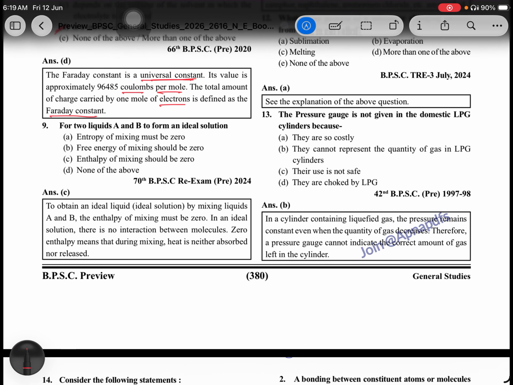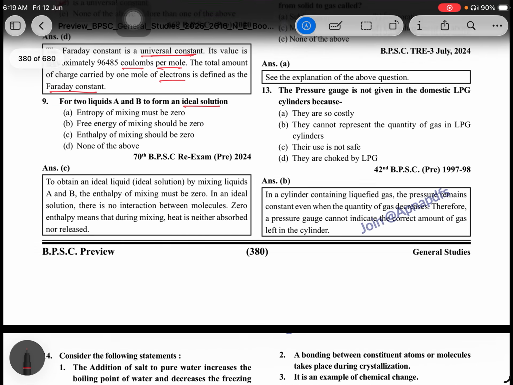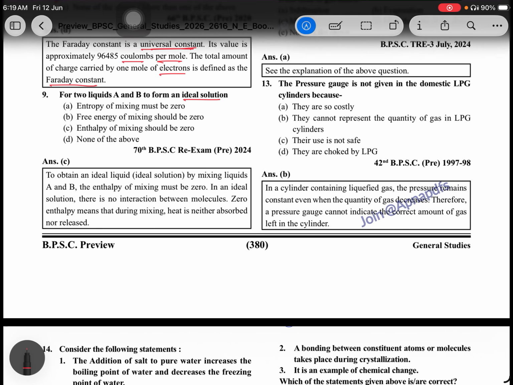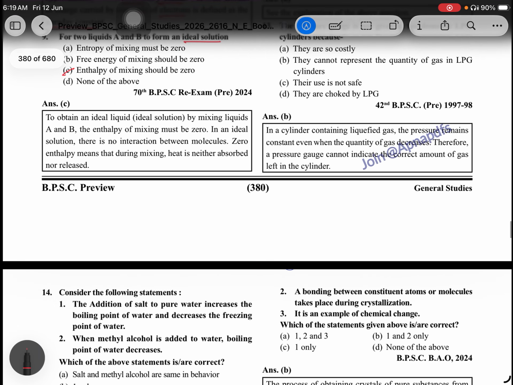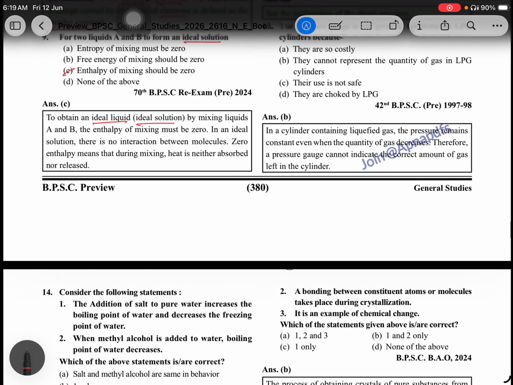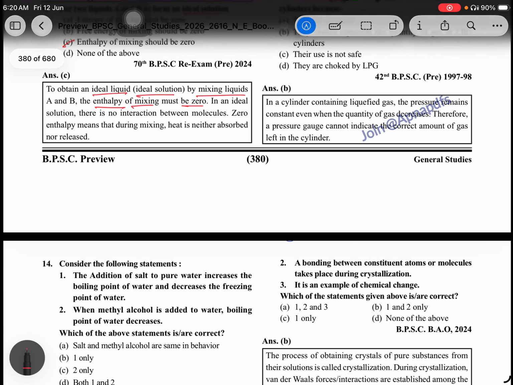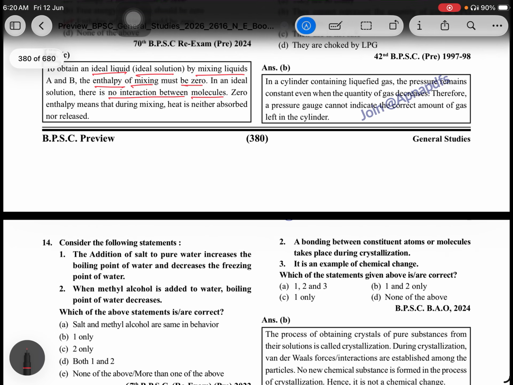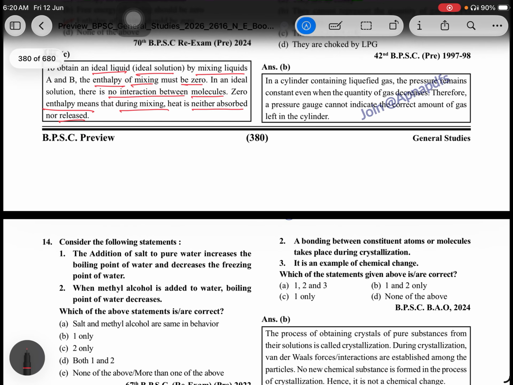For two liquids A and B to form an ideal solution, the enthalpy of mixing should be zero. To obtain an ideal solution by mixing liquids A and B, the enthalpy of mixing must be zero. In an ideal solution, there is no interaction between the molecules. Zero enthalpy means during the mixing heat is neither absorbed nor released.